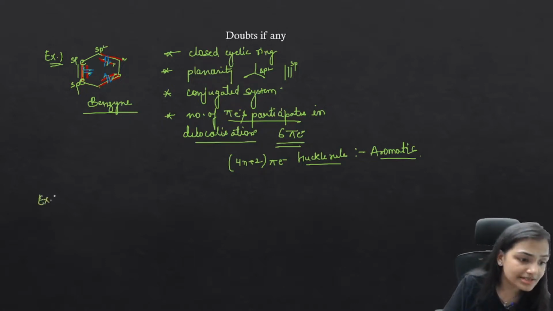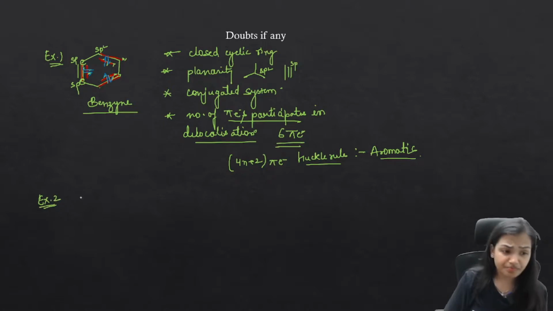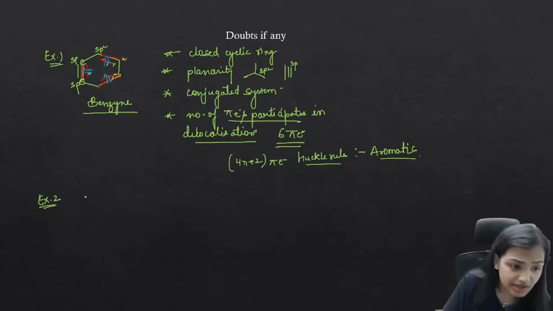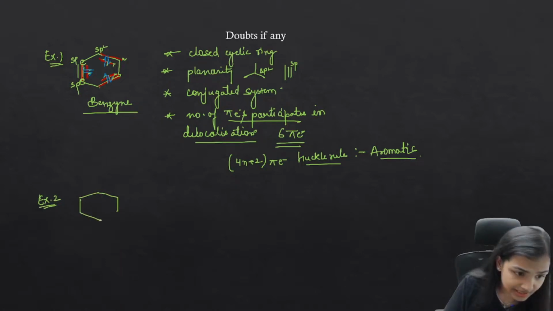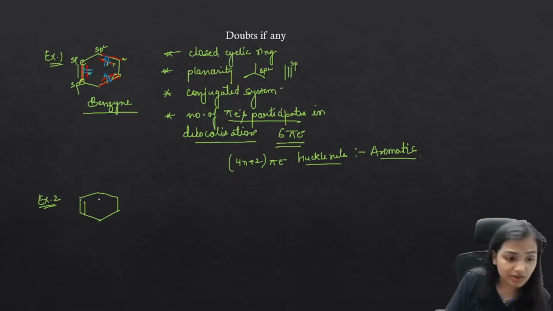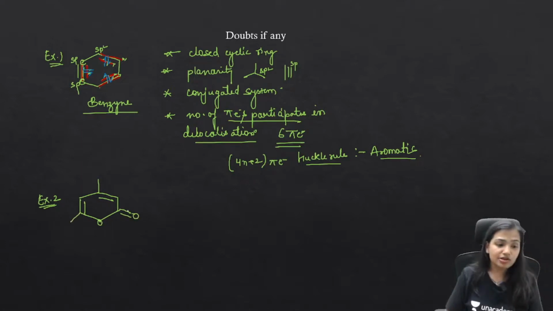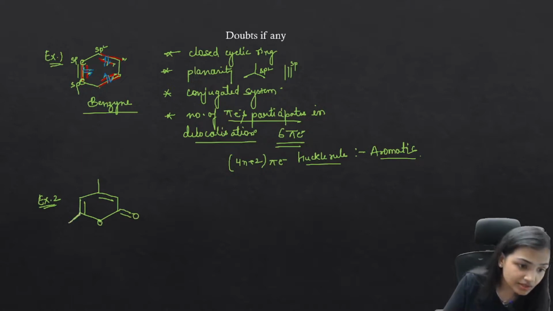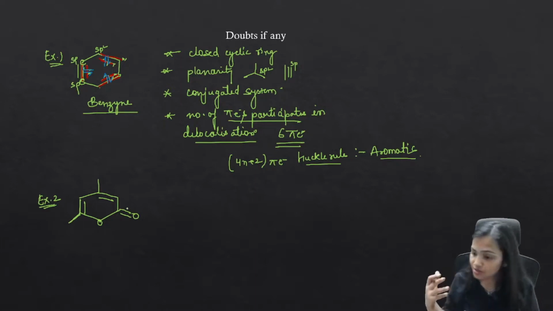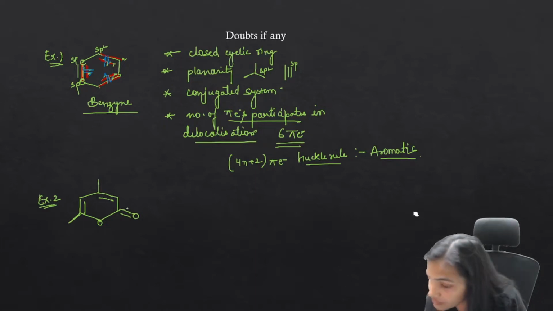Now one more last example if I want to take. And if you have any doubt in any of the questions, please let me know. Otherwise, from my side, this is the last example to make you understand all about aromaticity, non-aromaticity or anti-aromaticity. The question is something like this. So if this kind of question comes to you and asks whether this is aromatic, anti-aromatic or non-aromatic, how would you answer?